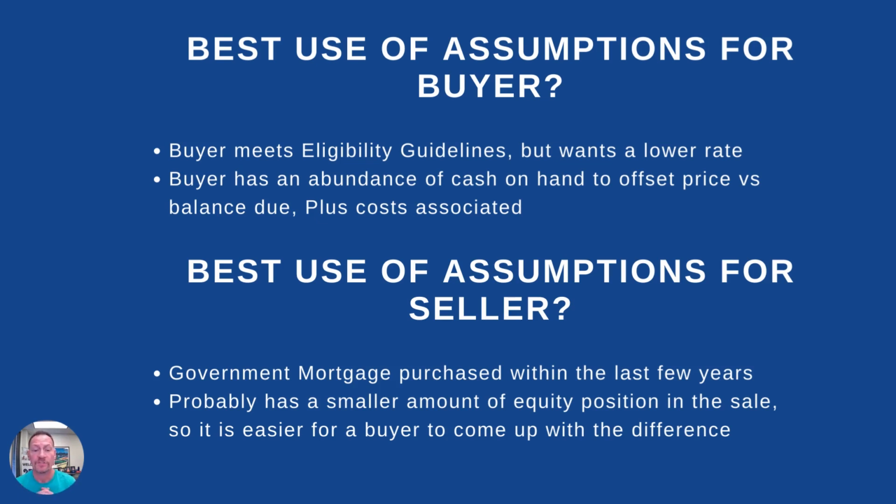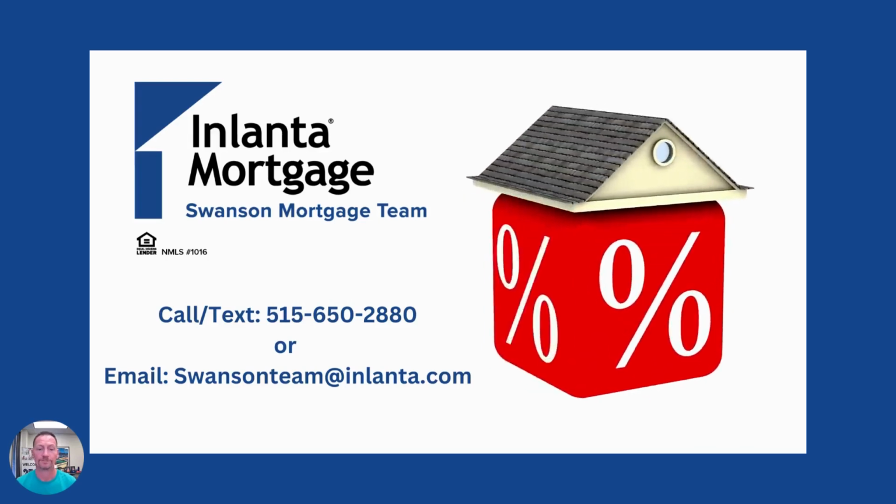Best use of assumptions for the seller. Basically, you've got a seller that's purchased a home with government-backed financing, either FHA, VA, USDA. And they probably put a minimum down payment down when they purchased it. Their equity position is not exorbitant. So they have a smaller equity position in that house. That's going to be a little bit less money for the buyer to bring in at that point in time when they take it over.